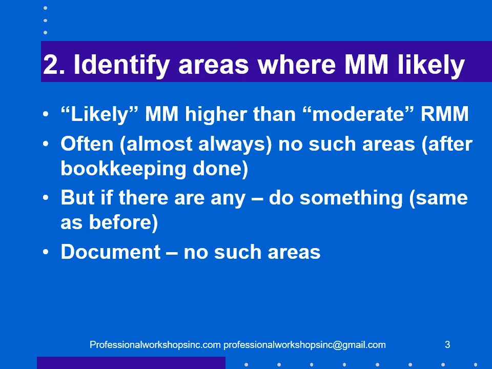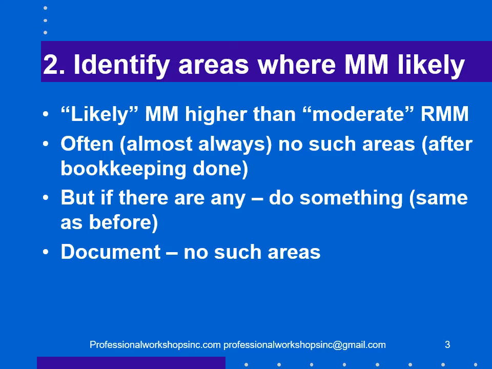Second thing that is required in the new section, and which apparently practitioners are missing, is we have to identify areas where material misstatement is likely. Now, the first thing we have to note is likely material misstatement is higher and perhaps much higher than moderate risk of material misstatement. Likely is, it's really probable that it's going to happen.